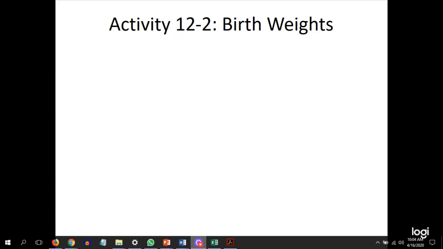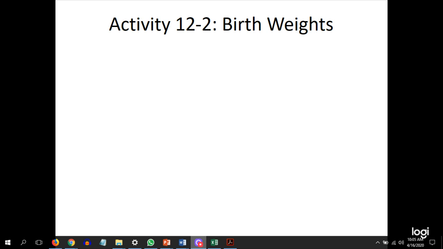Okay, we're on to part 2 of activity 12-2 on the birth weights. So in this video, we'll do a few more parts of the activity. If you remember, in the first part of this activity, we reviewed the idea of calculating proportions in a standard normal distribution using the table, and then we got an introduction to using technology to answer the same kinds of questions. All right, we're going to do the same thing here, but we're going to answer a couple of slightly more complicated questions.